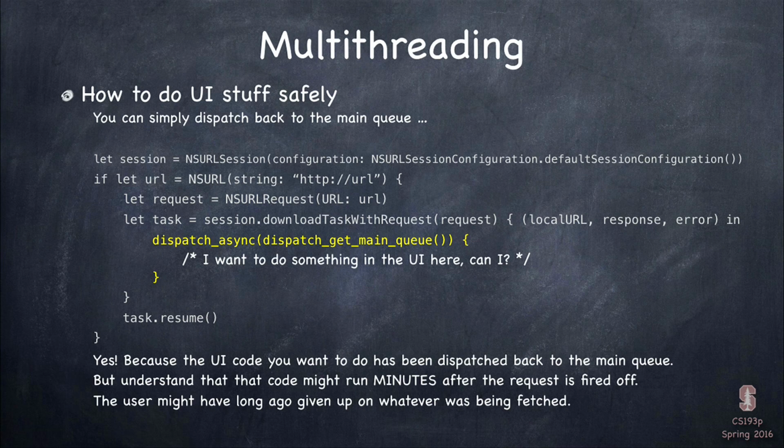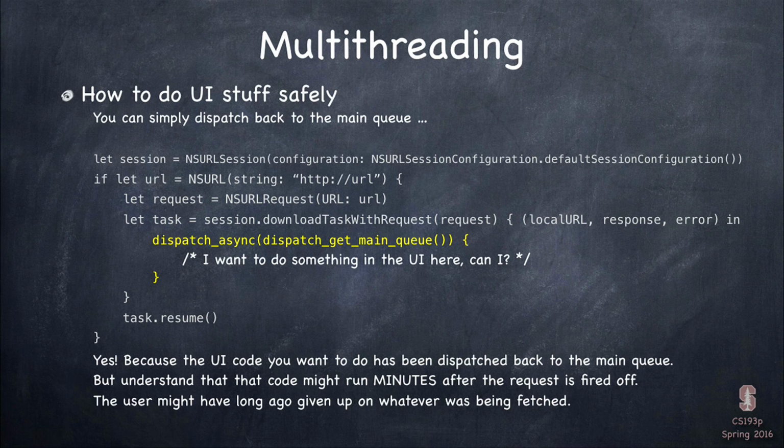Okay? So here's the method. This is an iOS method, download task with request. It takes this last argument, which is a closure, and inside there you're going to have to do this dispatch to the main queue if you want to do something in the UI, because this closure will not be executed on the main queue. Got it?